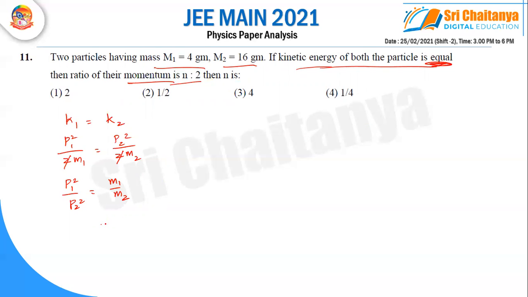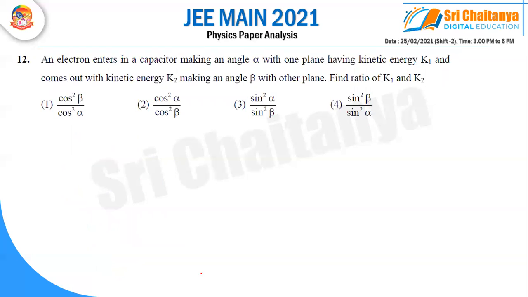So m1 by m2 is 4 by 16, and this gives p1 square by p2 square as 4 by 16. If I want p1 by p2, it will be under root 1 by 4, and it gives 1 by 2. So we'll move on to the next question.